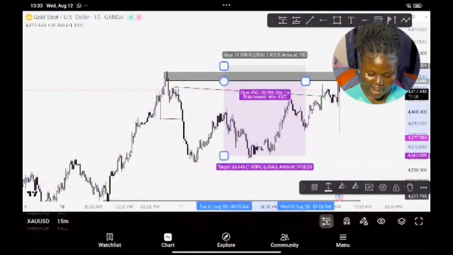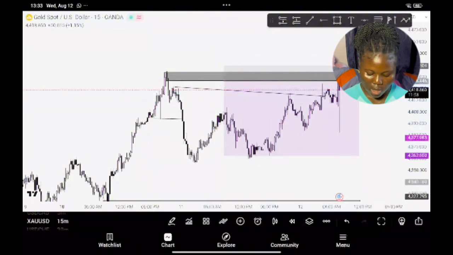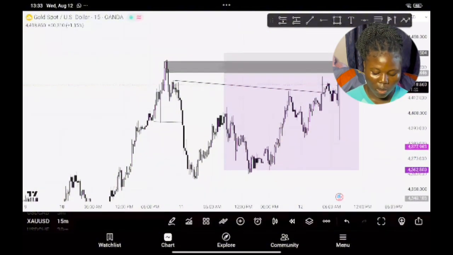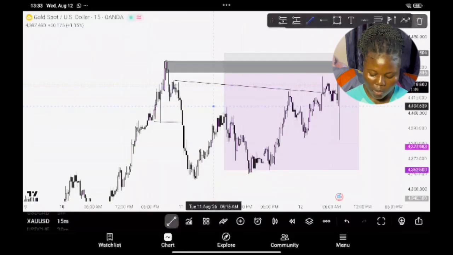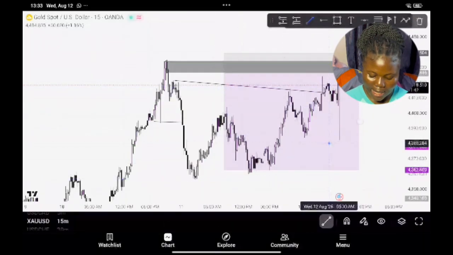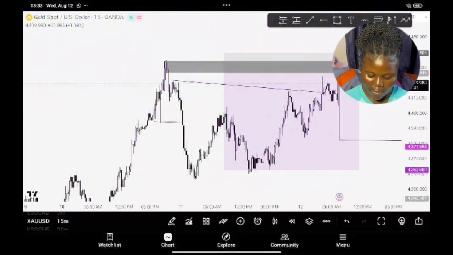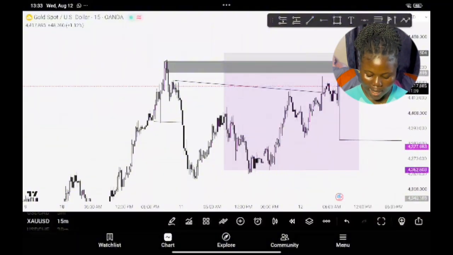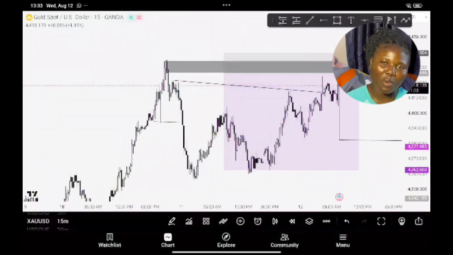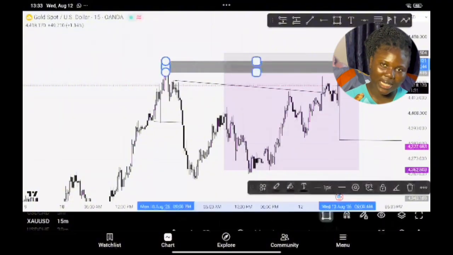Like this one now, market has tapped into this order block, right? The sell order block. And what you notice is market tapped this order block. What do you see? Market started selling. Market sold till this point right here. Immediately market sold till this point right here. So to show you that the order blocks are very, very important zones in the market.